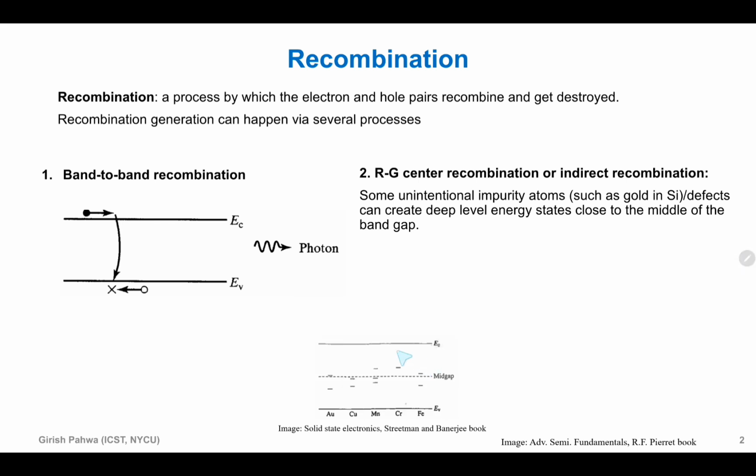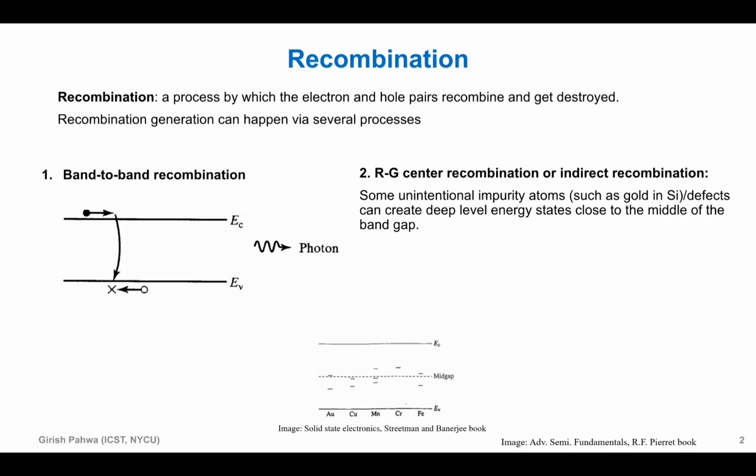So what does it look like? Something like this. If you have EC and EV, and this is the middle of the gap, for example, if you have a gold impurity, it gives you two states like this. If you have, say, copper, then these are the states. These are all close to the mid gap. These are not close to the conduction or the valence band, so they are called deep level states. Similarly, manganese, chromium, iron can all give you some mid gap states, and these are the atoms that can enter into your process.